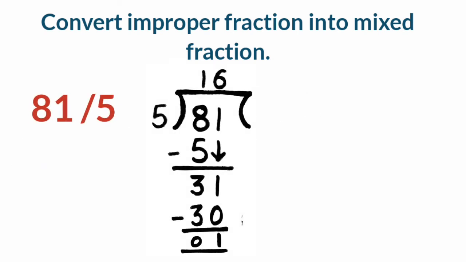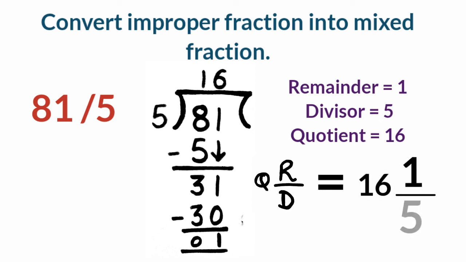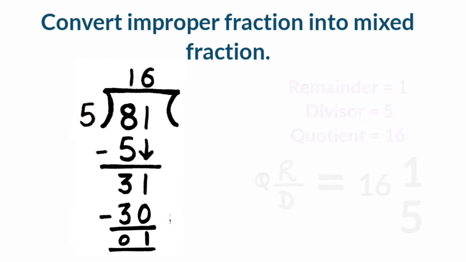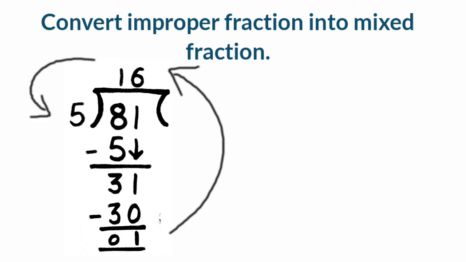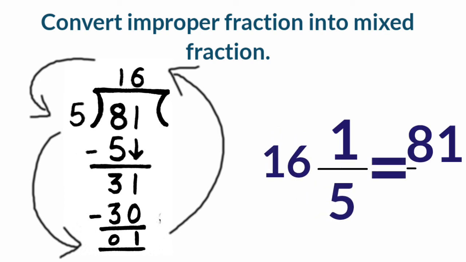Let's try another example: 81 upon 5. First divide 81 by 5 like this, and when we do this we get the results: remainder 1, divisor 5, quotient 16, and we know the formula Q R upon D. Q is 16, R is 1 and the divisor is 5, that is 16 1 upon 5. Or we can say spin the numbers anti-clockwise and we will get 16, 1 and 5. Here you can see that the denominator didn't change and we got the same result.